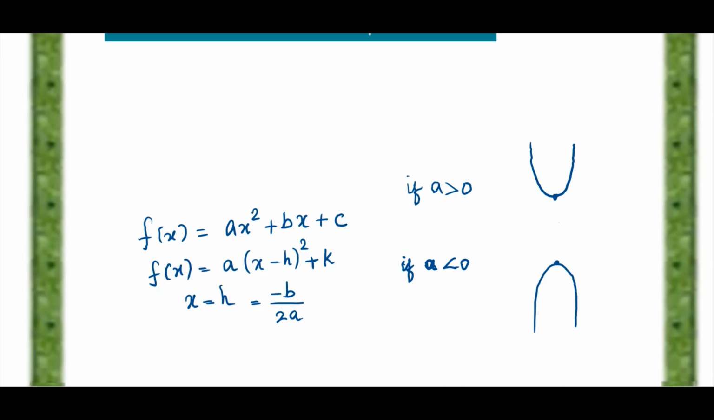If the coefficient of x square, that is a, is greater than 0, then there is a minimum point at h comma k. So from this equation we can find out the minimum value, that is h comma k. And similarly, if the coefficient of x square is less than 0, there is a maximum point at h comma k, and this point is the h comma k. Let us take that as an example.